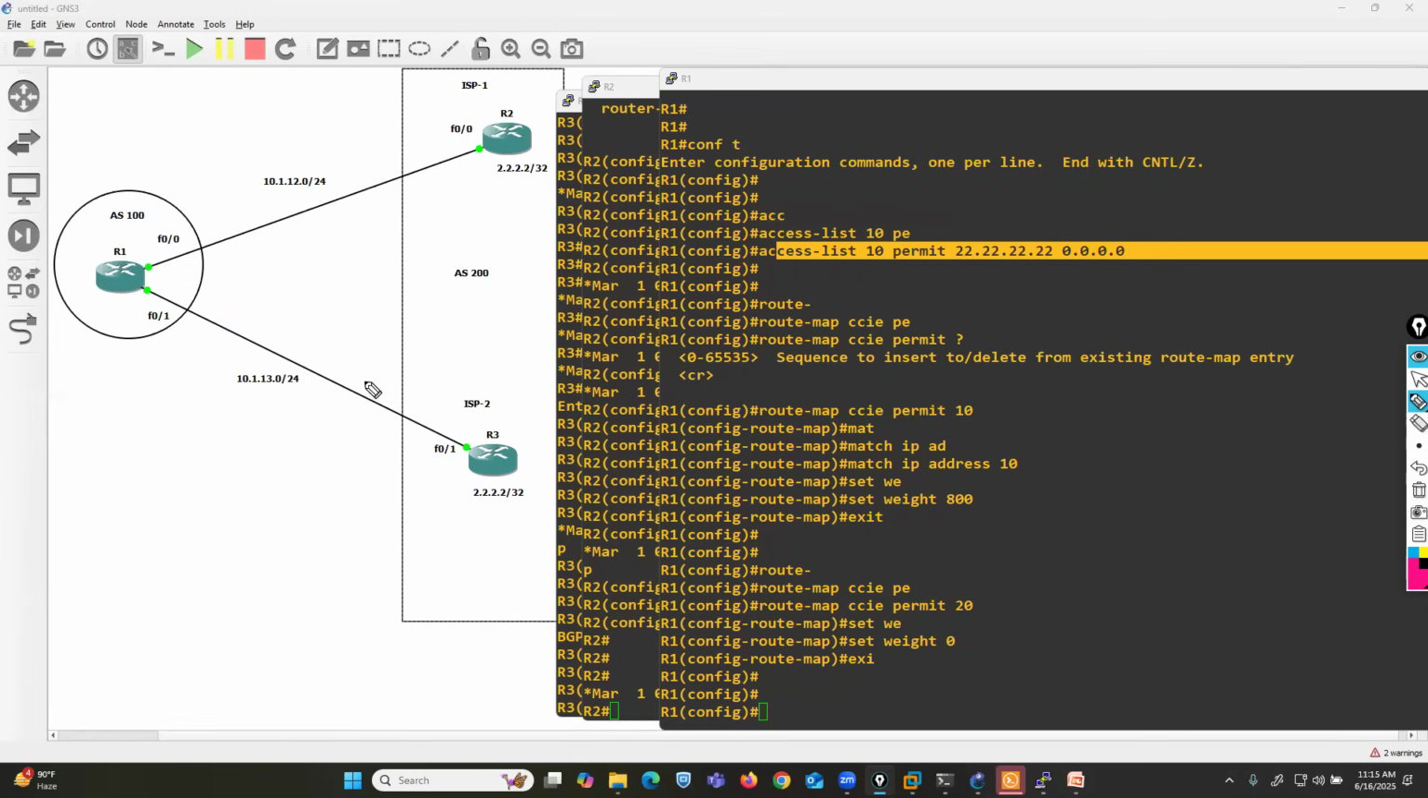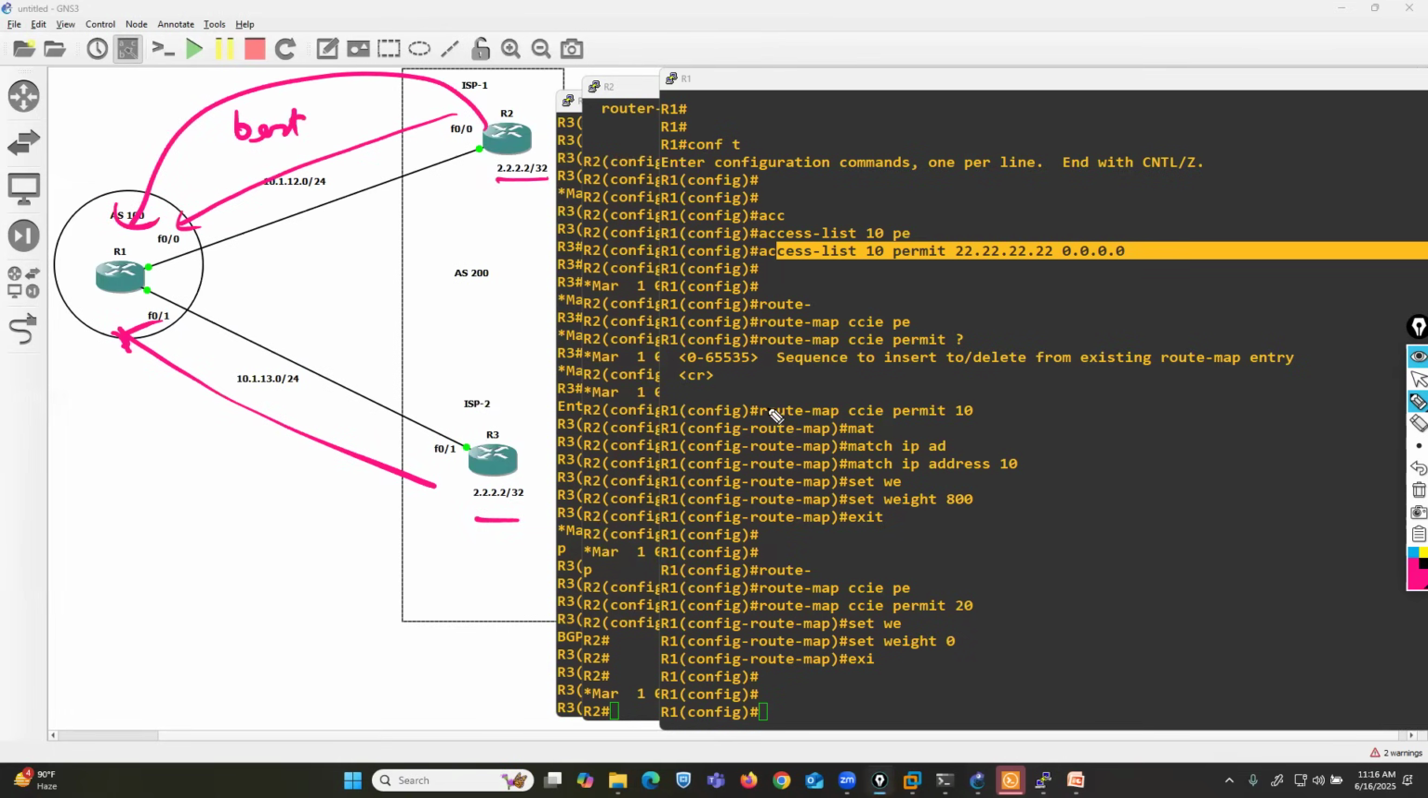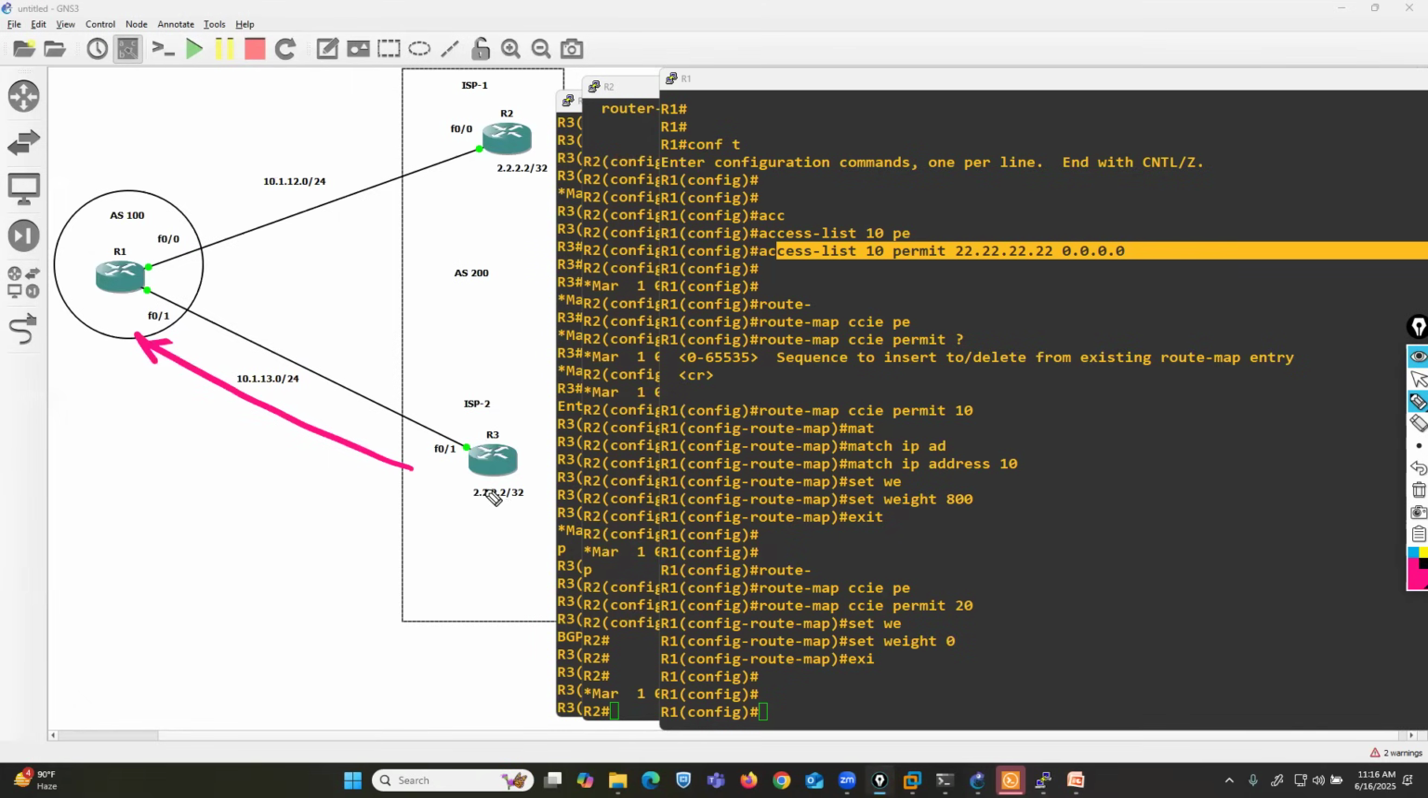My point is, before the weight configuration, the traffic was coming via this side, to this destination 2.2.2.2. This route was installed into the routing table as the best route. Why? Because of the lower BGP router ID. But I want to utilize this other route. The default weight is 0 on both sides, so I increase the weight via this side.